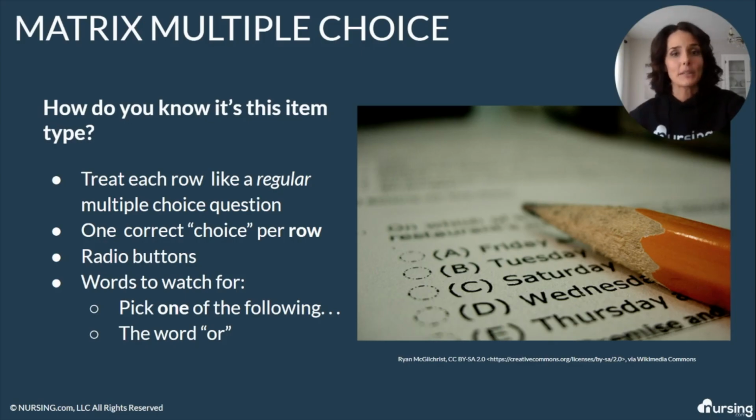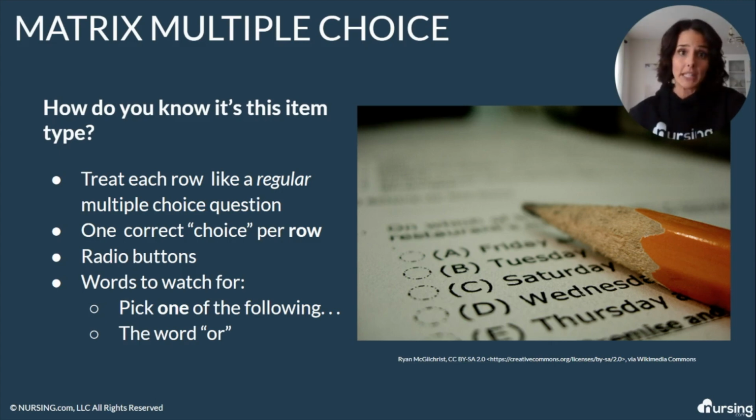You'll know it's a matrix multiple choice question because it's in a matrix and you have multiple choices to make on each row. A matrix is built with columns that run vertically and rows that run horizontally. On each row, the horizontal piece, you'll be able to make one choice. There will be multiple for you to pick out of, but one choice is going to be correct on each line or row.